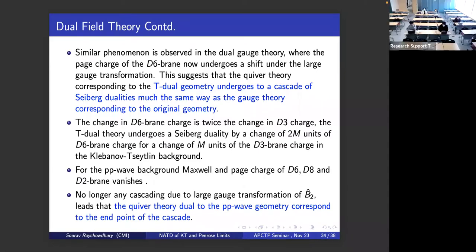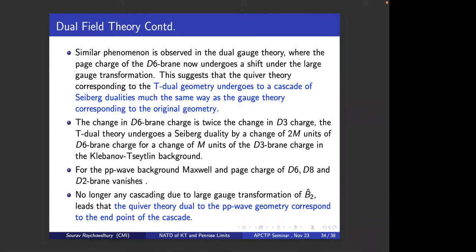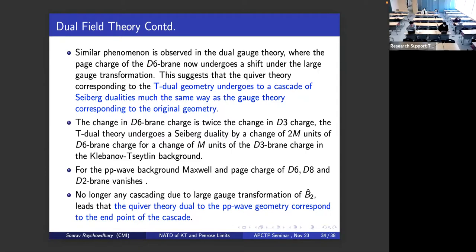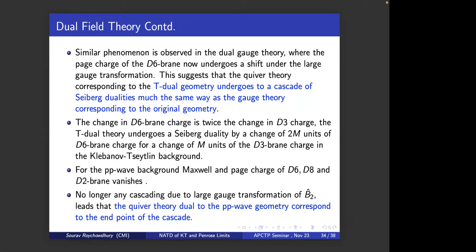So is there any known dictionary or rules for how to map it? No, you can't. So far, there is no general dictionary. You have to consider it solution by solution. Okay, okay. So I am sorry to say the only one available is AdS5×S5, the Klebanov-Tseytlin one.